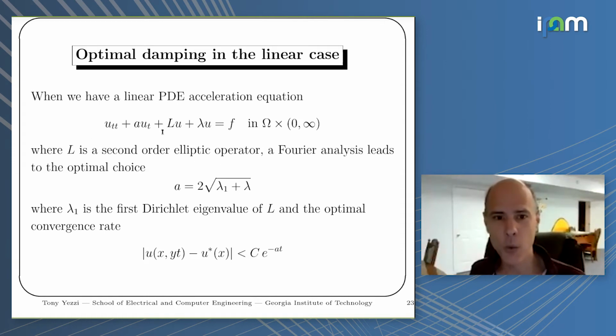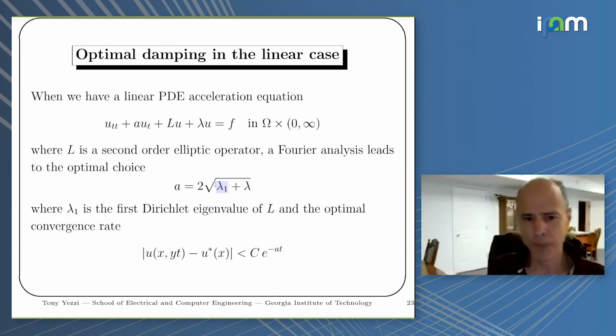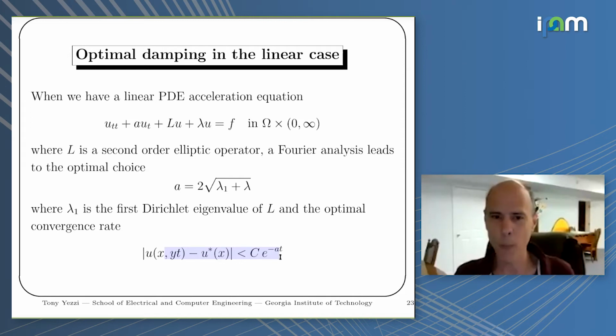Depending on the nature of your regularizer, you get an elliptic operator in the resulting PDE. And the optimal choice of the damping coefficient here, if you use the constant damping, is just twice the square root of whatever your fidelity penalty was, as well as the first eigenvalue of L. That's in the Dirichlet problem. In the case of the Neumann condition, it would be the first eigenvalue that corresponds to a non-zero eigenfunction. And so this gives you an optimal convergence rate below here. So this is a really nice thing that shows up in the PDE framework.